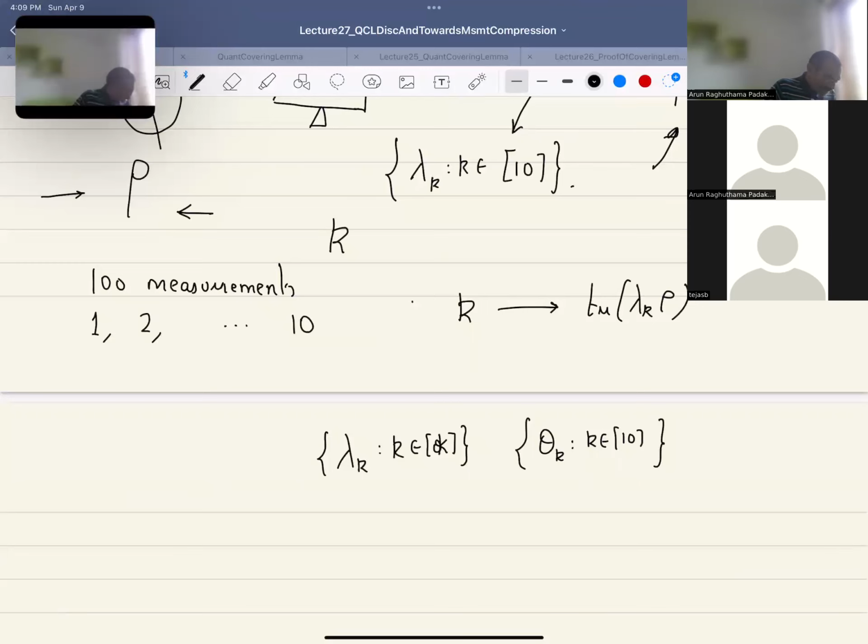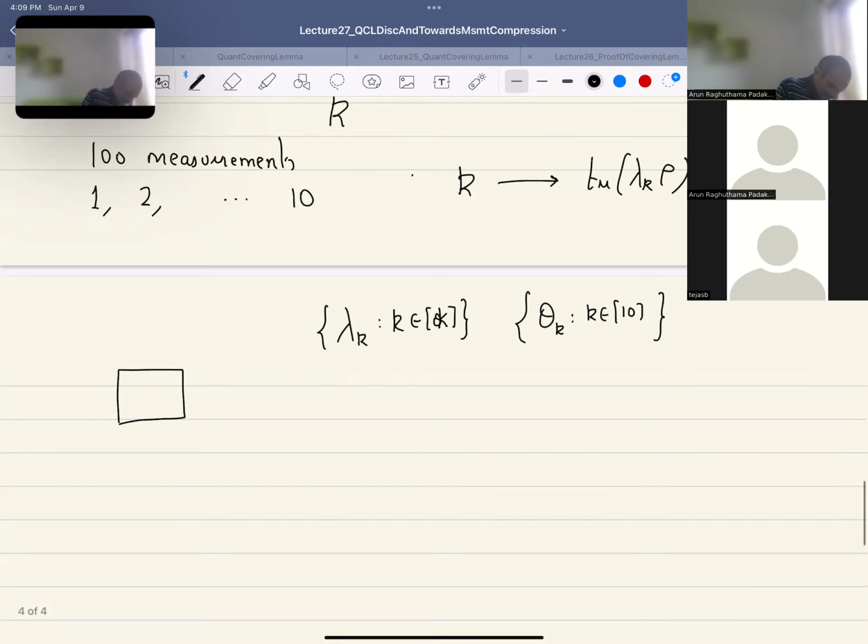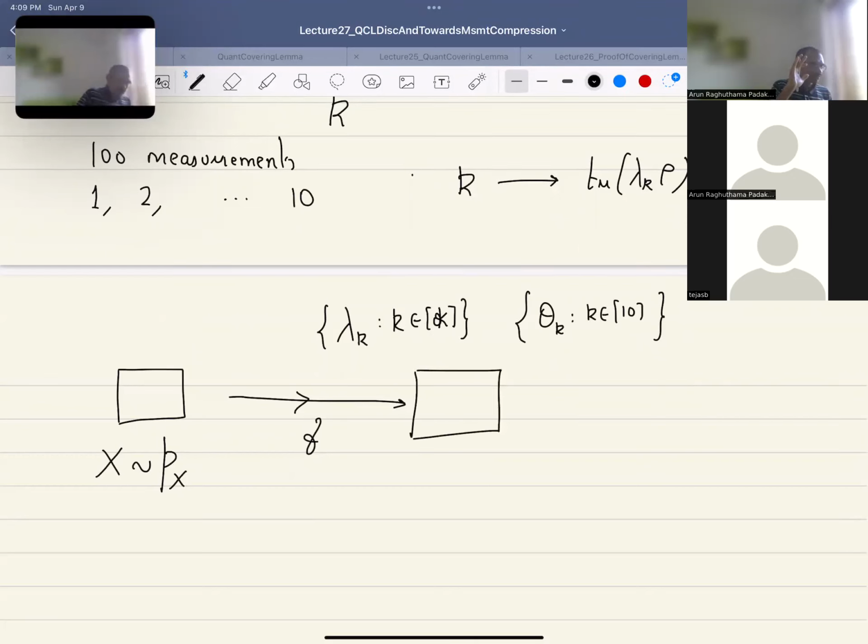Oh, so we need many POVMs, you're saying? Yes, correct. I'll give you an exact analogy. Suppose somebody tells you that he has placed a sample in a classical register, and that sample is distributed according to p(x). Suppose you can't see the classical register, but you can only apply some function to it and get the function outcome. That's all you have. You do not have access to the register.